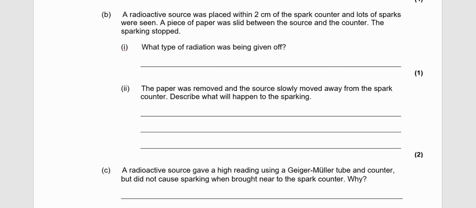Part B is just a question about penetrating power again. A piece of paper is slid between the source and the counter. The sparking stops. What kind of radiation is being stopped by paper? It's alpha.